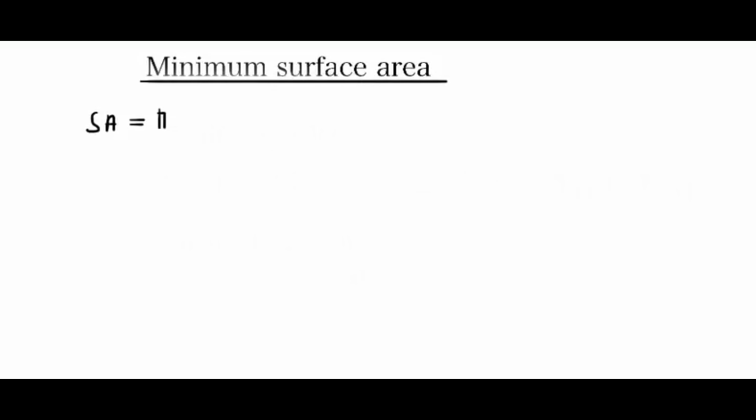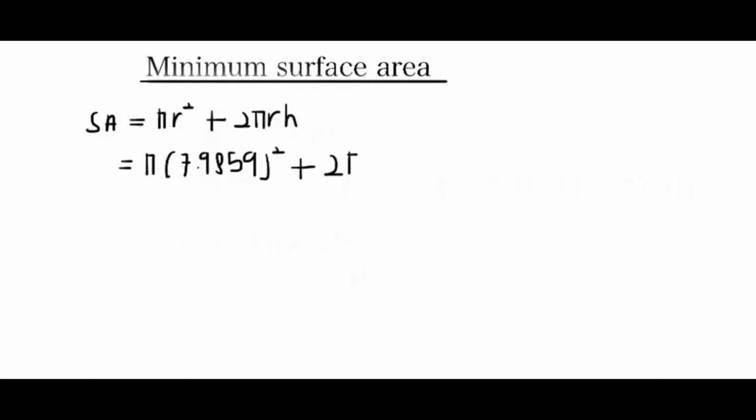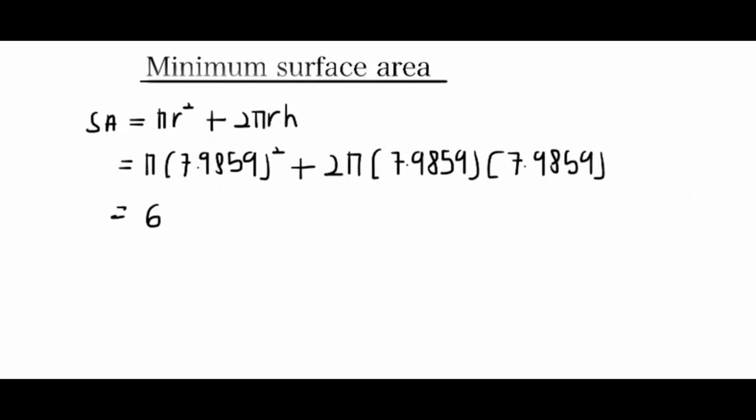To calculate the value of the minimum surface area, we use the previous formula, which is surface area equal to area of circle plus area of cylinder. But this time, substitute the value of r and h that we found earlier. And the answer will be 601.0614 centimeter.